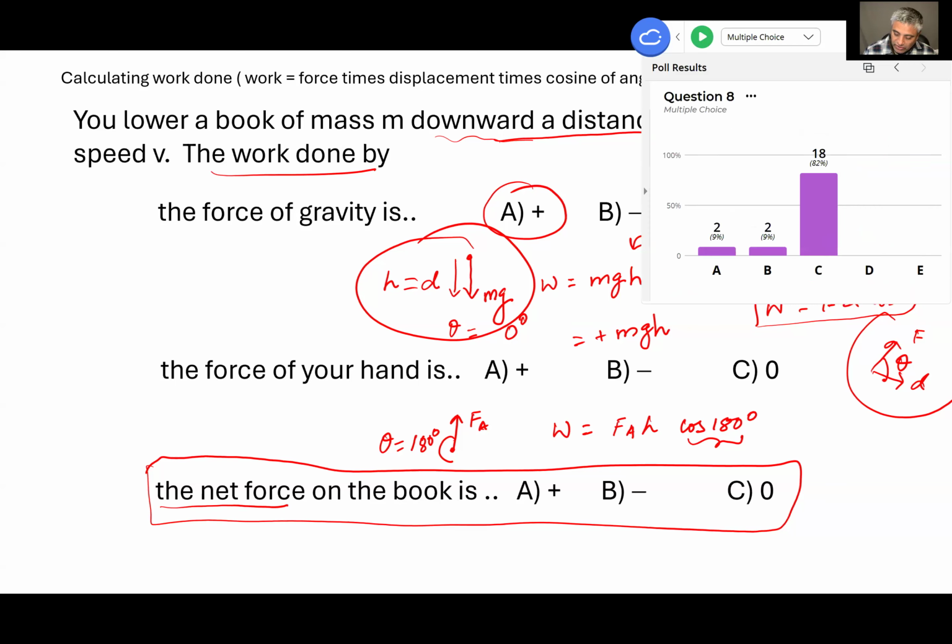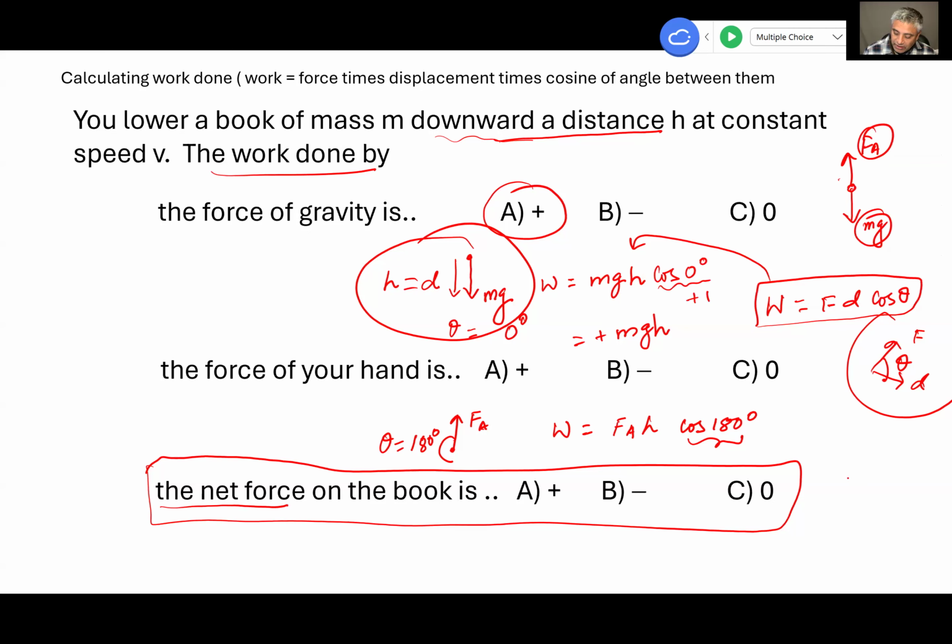So let's see. Mostly C in this case. I suppose that is the correct answer. In this case, two forces are balancing. How do we know? Because it is moving with constant speed. So F net is 0. How do I draw a free body diagram of net force 0? I just put a dot, and this is the displacement.